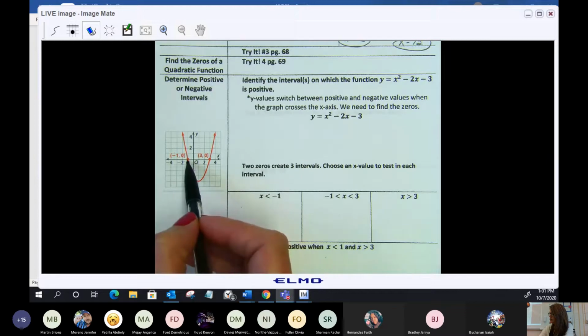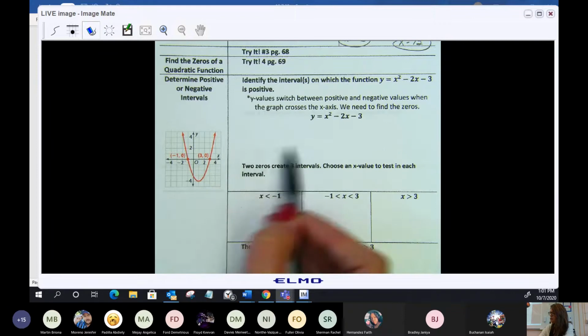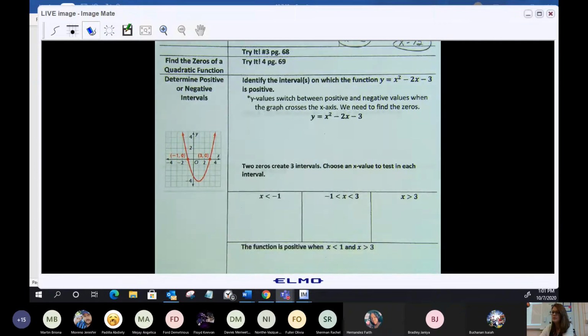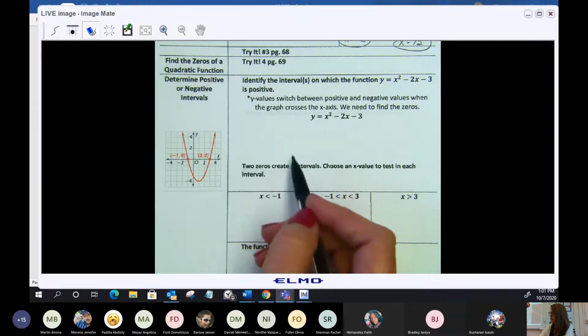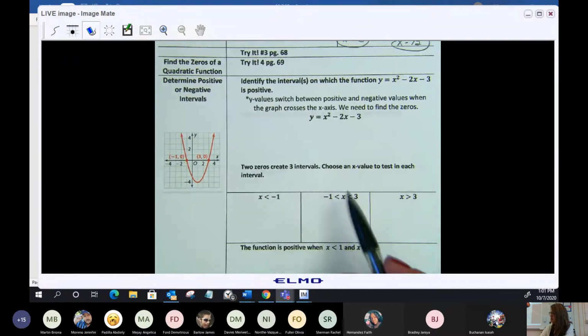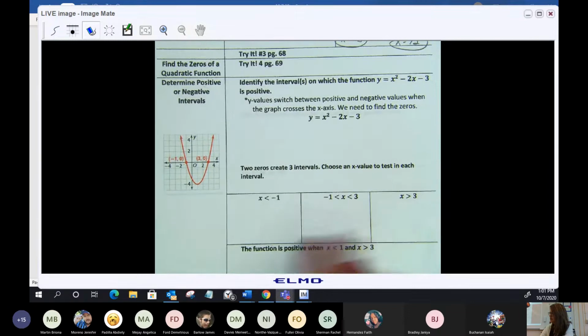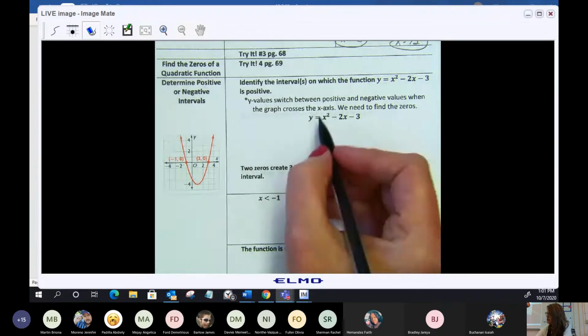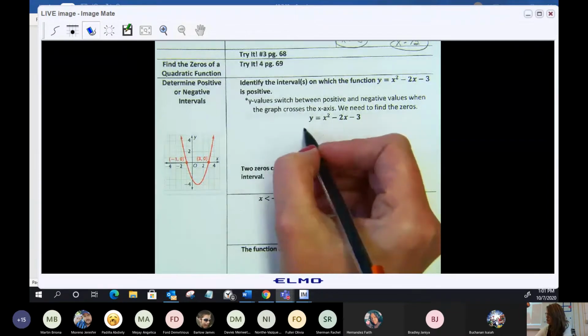And what's going to hint us off to where that changes are our x-intercepts. So what we're going to do is first factor our equation, and then we'll take a look at the intervals it creates and do some testing to see if we get positive or negative values out. So here we go. I'm going to factor this.